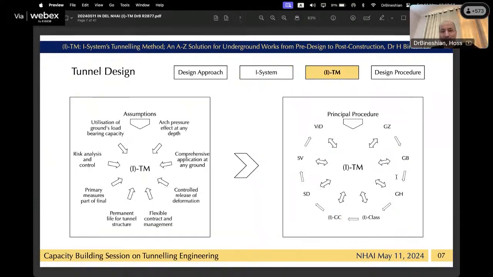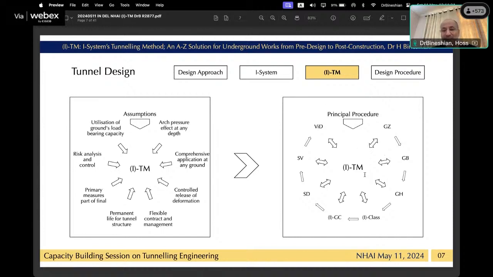ITM holds 2 main principles: assumptions and principal procedure. The assumption in ITM, or I-systems tunneling method, is that arch pressure effect at any depth is considered. It is never neglected. Comprehensive application at any ground, controlled release of deformation, flexible contract and management, permanent life for tunnel structure, primary measures as part of final structure, risk analysis and control, utilization of ground's load-bearing capacity.